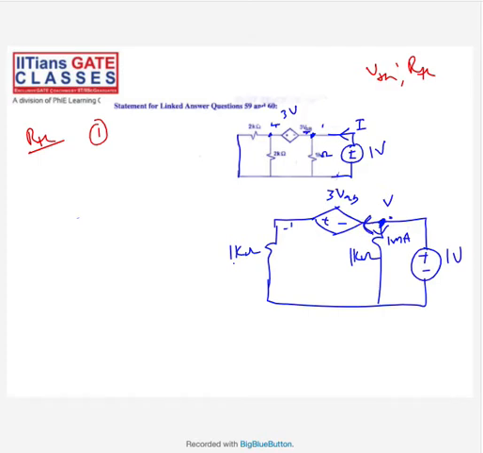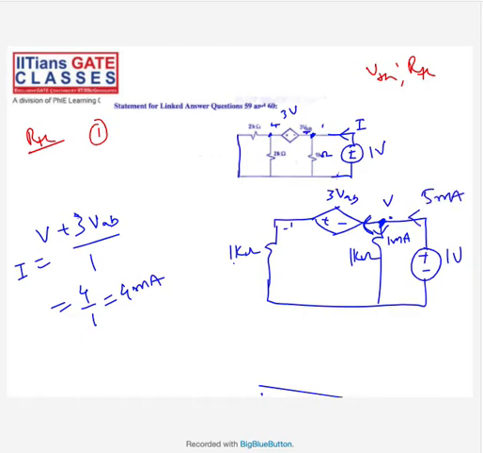So what will be the current here is V plus 3 VAB by 1. So 3 VAB is also equal to V. So 4V is 4 by 1. This is 4 milliamperes. Yes. 5 milliamperes. So R Thevenin will be 1 by 5 milli. This will be 0.2 kilo ohms. RThevenin is 0.2 kilo ohms.